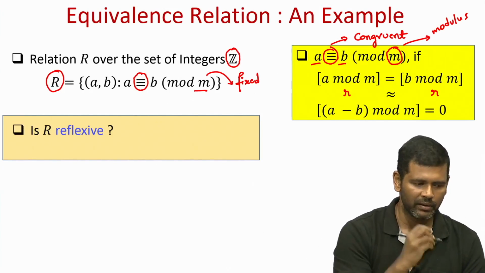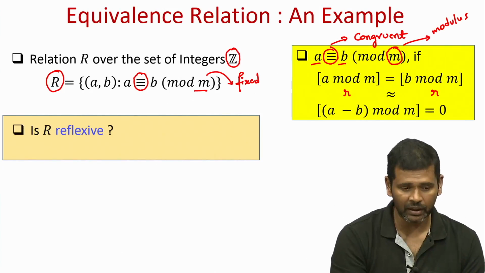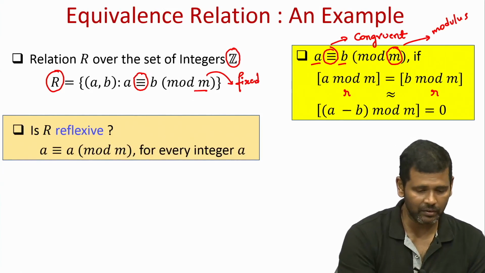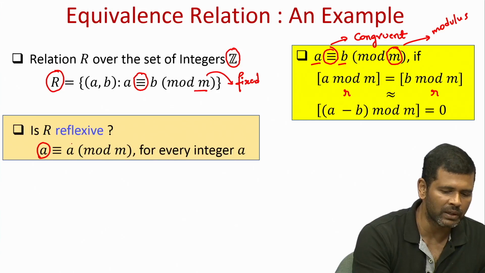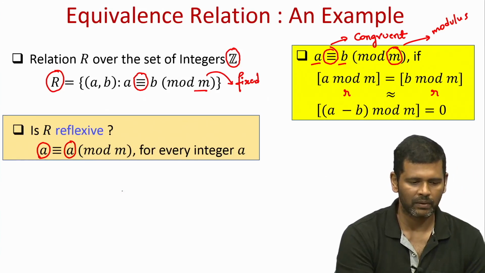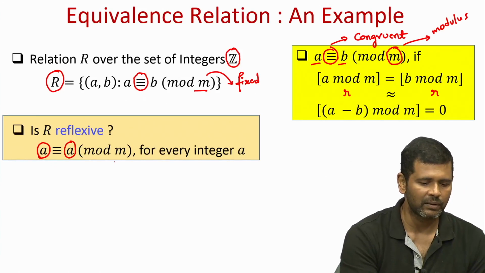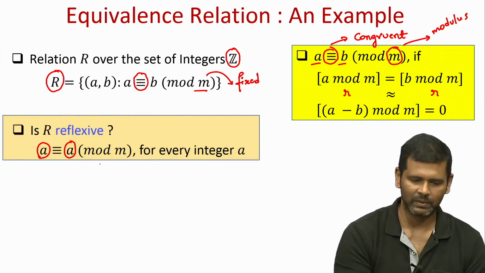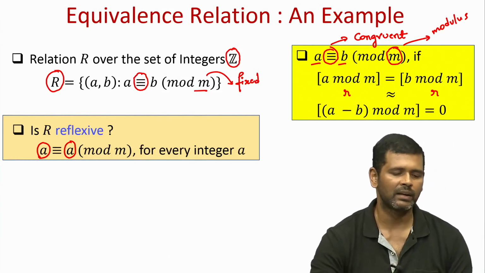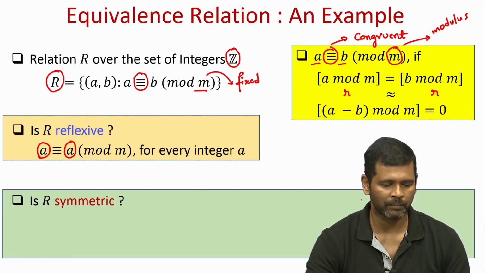Is the relation R reflexive? The answer is yes, because you take any integer a, it is always congruent to itself modulo any modulus, because whatever remainder you obtain by dividing a by m, the same remainder you obtain by dividing a again by m. So, in that sense a is always congruent to a modulo m.